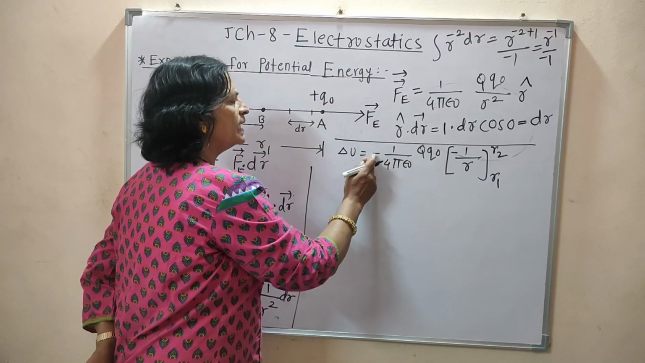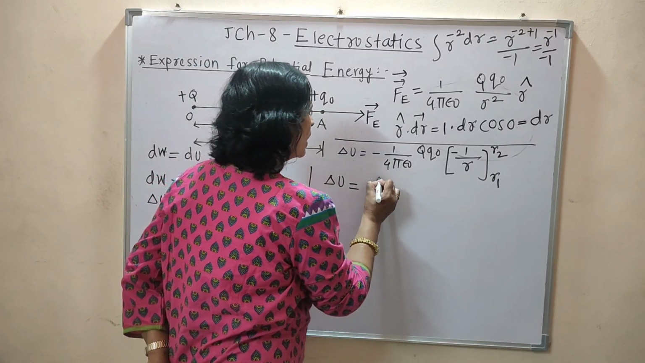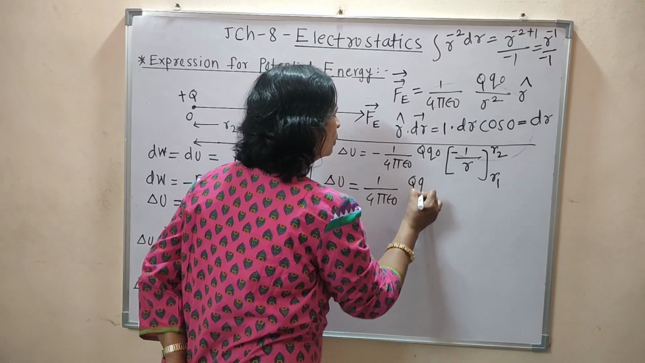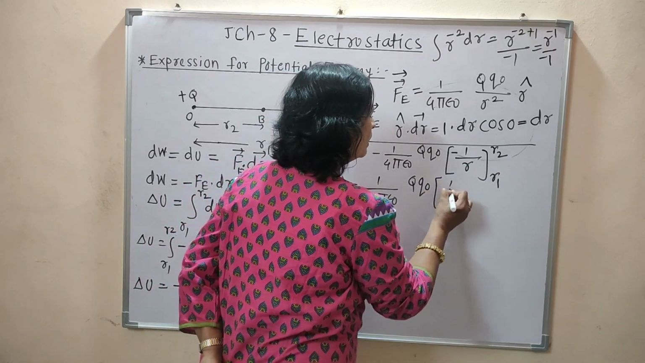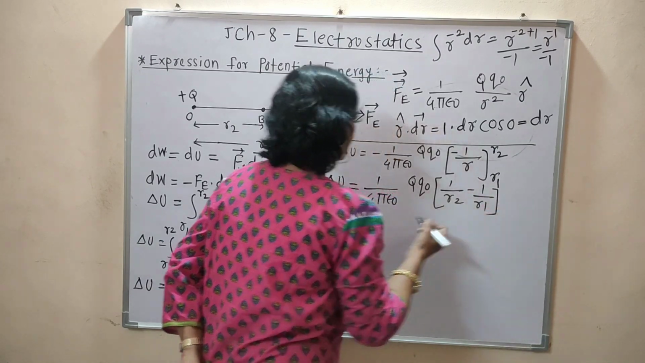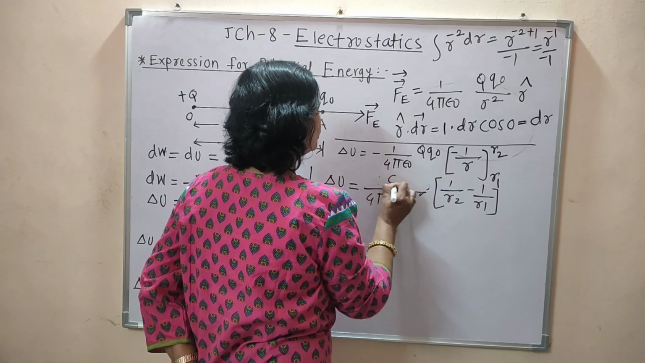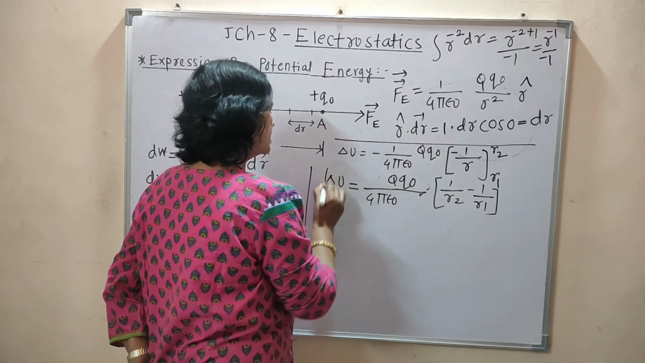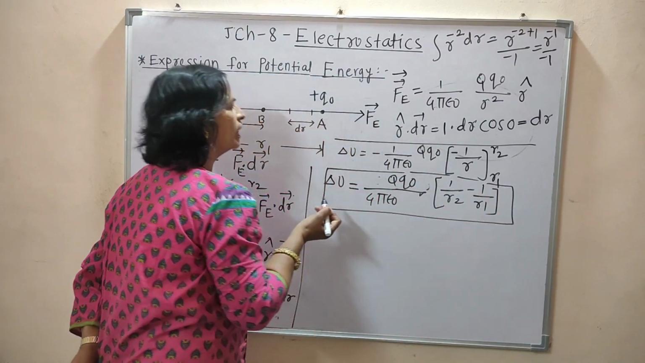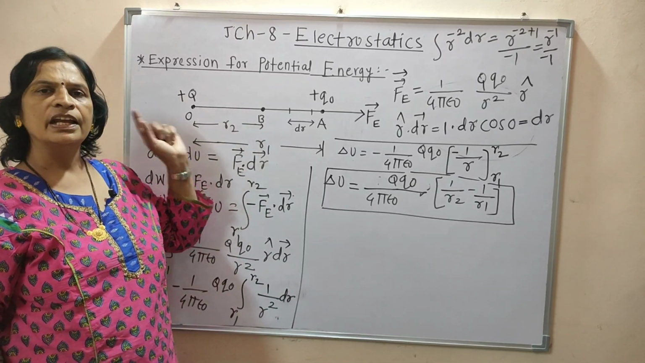Then this minus minus becomes plus. Delta U is equal to 1 by 4 pi epsilon naught Q into Q0, into 1 by R2 minus 1 by R1. Okay, and if we write this Q into Q0 here, then this is the work done, and this work done is stored in the form of electrostatic potential energy.